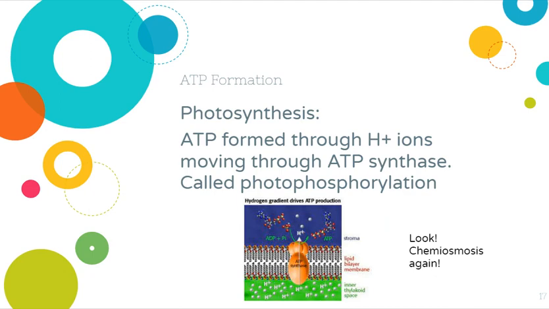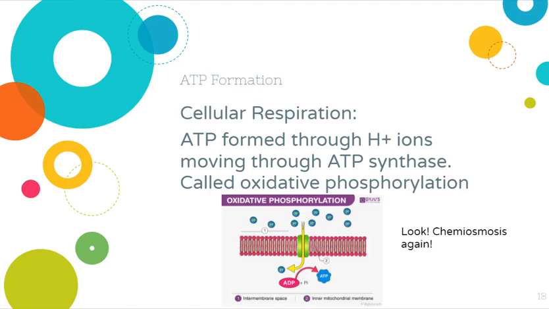So this is how ATP has been formed. This is how we learned about it in photosynthesis. In cellular respiration, we're going to see some similar stuff going on. In cellular respiration, we also have ATP formed through hydrogen ions moving through ATP synthase, okay?